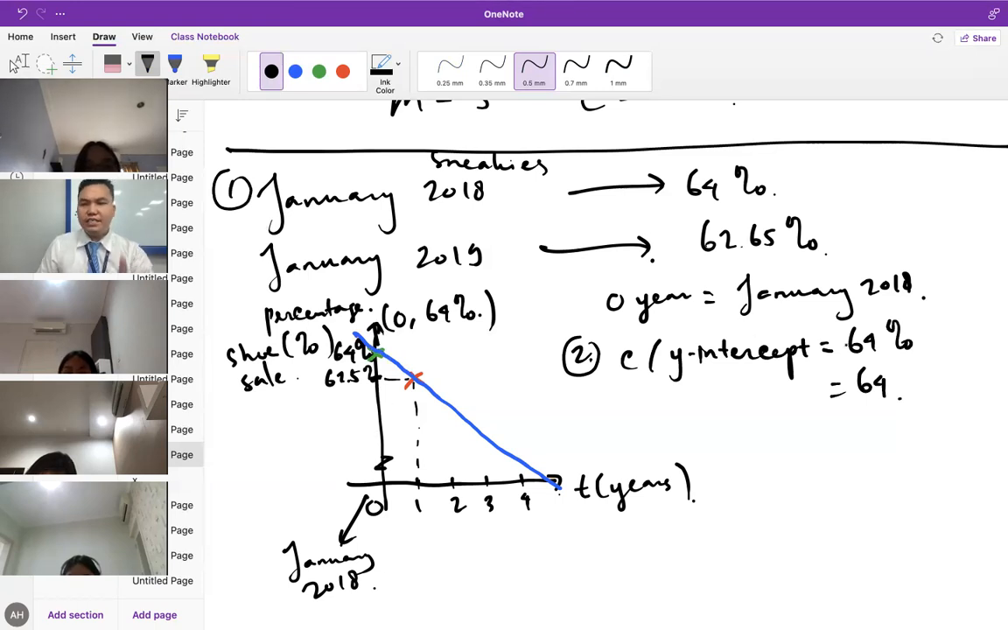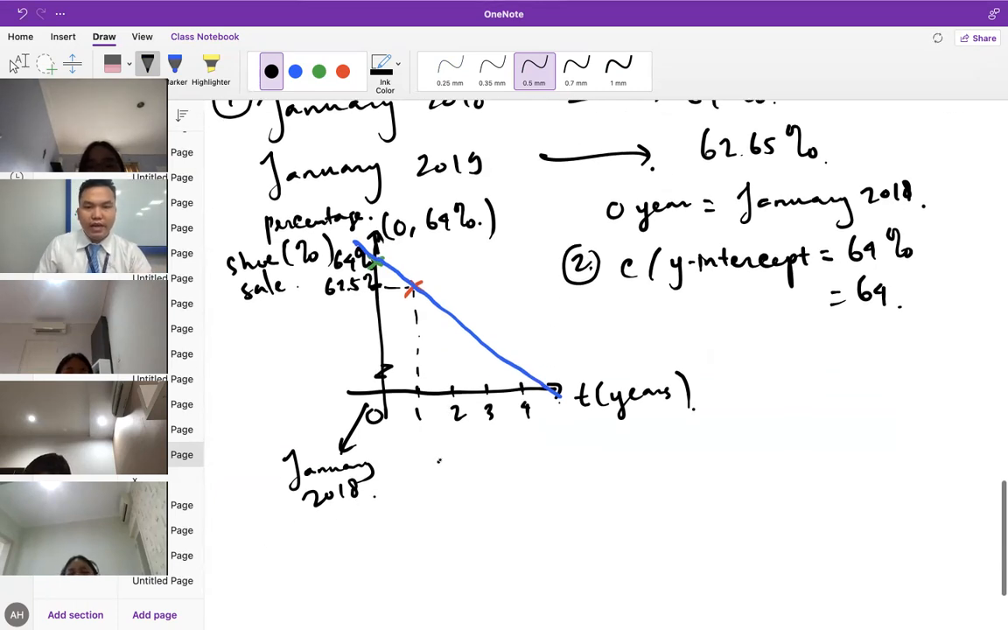What is the y-intercept? The y-intercept is basically the coordinate at which it touches the y-axis. Basically, what's the y value when x is equal to 0? That's actually the idea of the y-intercept: the coordinate at which it touches the y-axis.